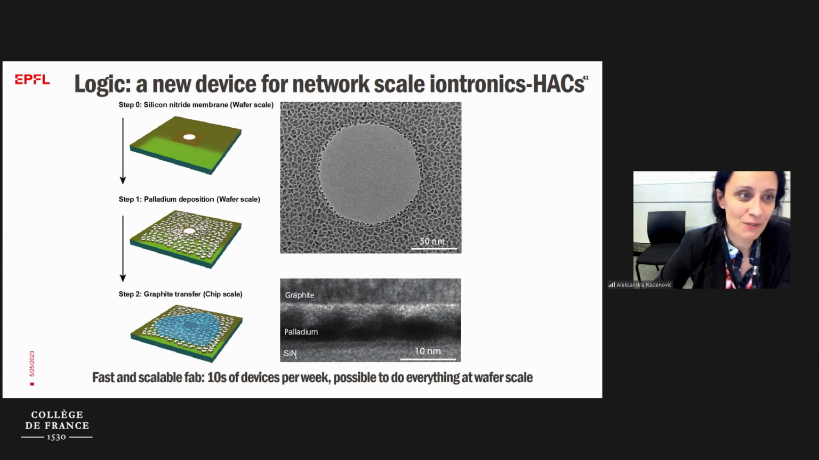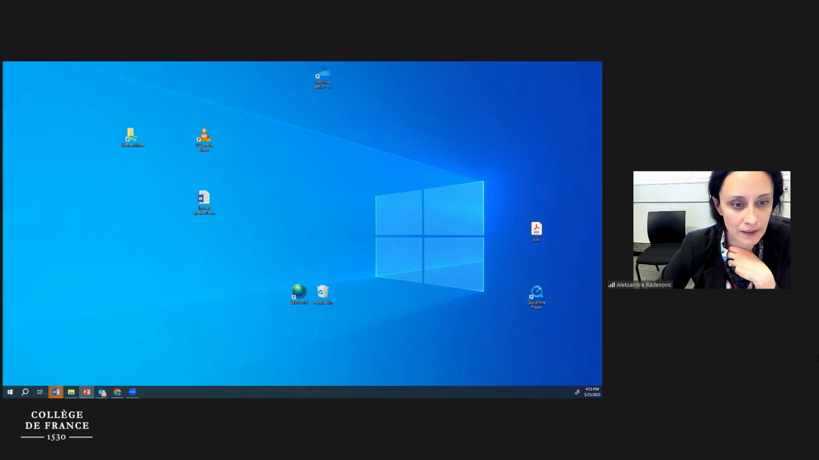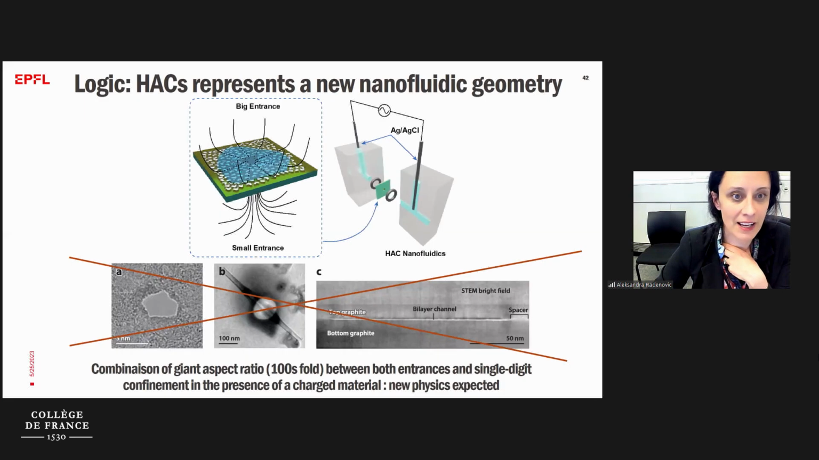So what we quickly realized with this geometry is that we have departed from the 0D, 1D, or 2D confinement to something really new. Basically, what we have formed are highly asymmetric channels, which we then termed HACs.